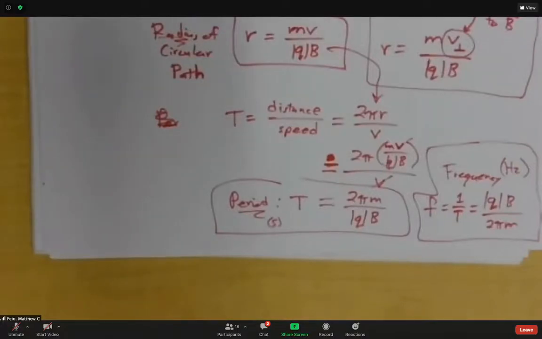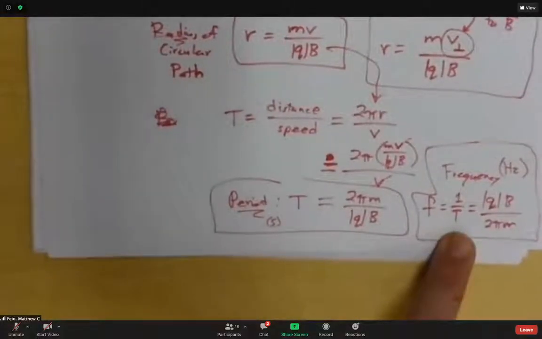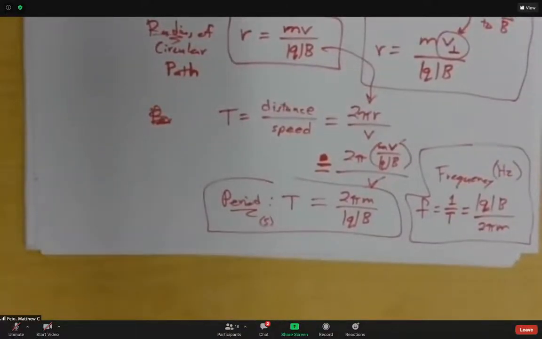So we might talk of velocity, angular velocity. You could do that as well. How would you turn this into an angular velocity? Angular velocity is usually omega, and it's 2 pi times f. So if you multiply this by 2 pi, that would cancel this 2 pi. And you'd say the angular velocity is qb over m, or the angular frequency, as another term, is qb over m, and the frequency is qb over 2 pi m.